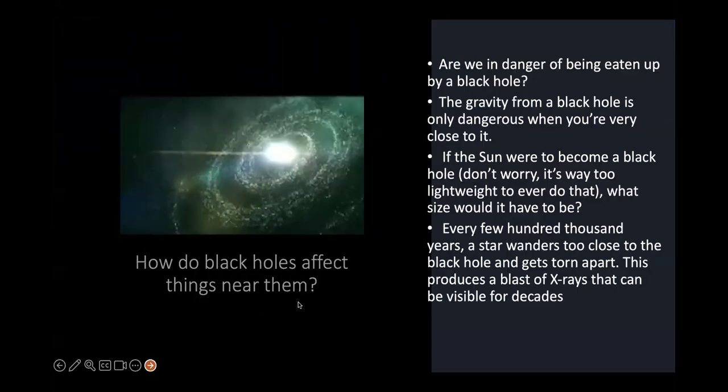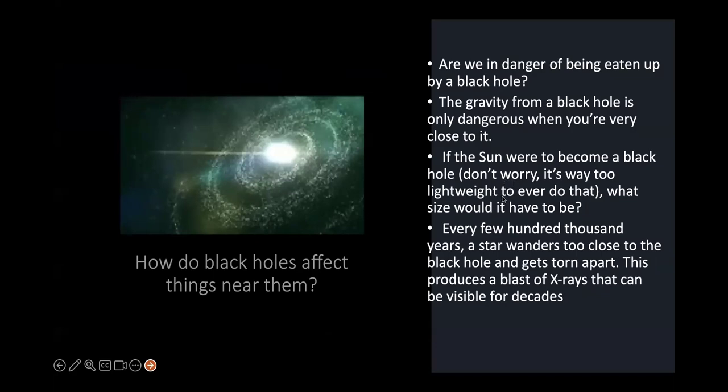But how do black holes affect the things near them? Are we in danger of being eaten up by a black hole? If you're far outside the Schwarzschild radius of a black hole, then you don't need to worry. You just have the gravitational field of the black hole which will pull you, and that's it. So you will orbit around the black hole. But if you come within the Schwarzschild radius, then yes, there is spaghettification, you'll be pulled apart and things like that.